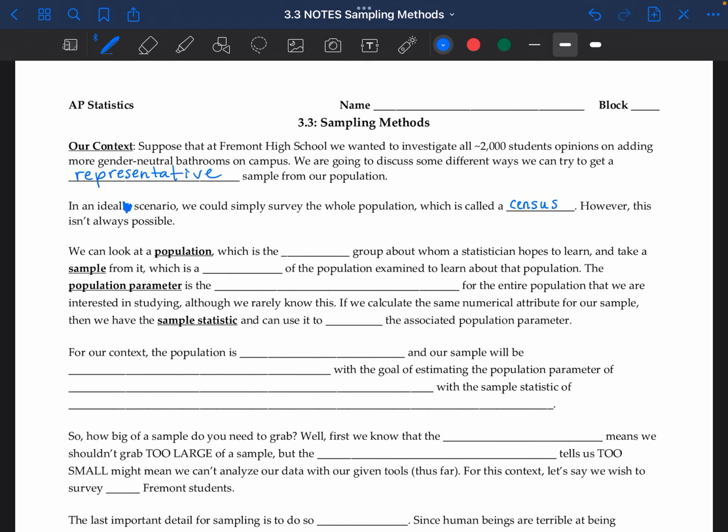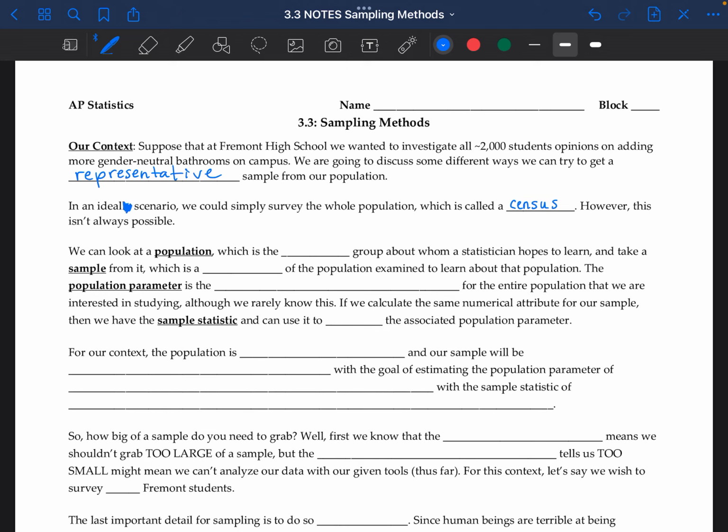That's not always possible. Even in this scenario, you think, 2,000 people, how hard is that? But the population is actually changing day to day. Every week at Fremont, whether you know this or not, there are students who leave or move away, and students who get added on. So the moment you grab a census, it's probably not a census anymore the next day, because students leave and students enter. So what we want to do instead is think about a sample.